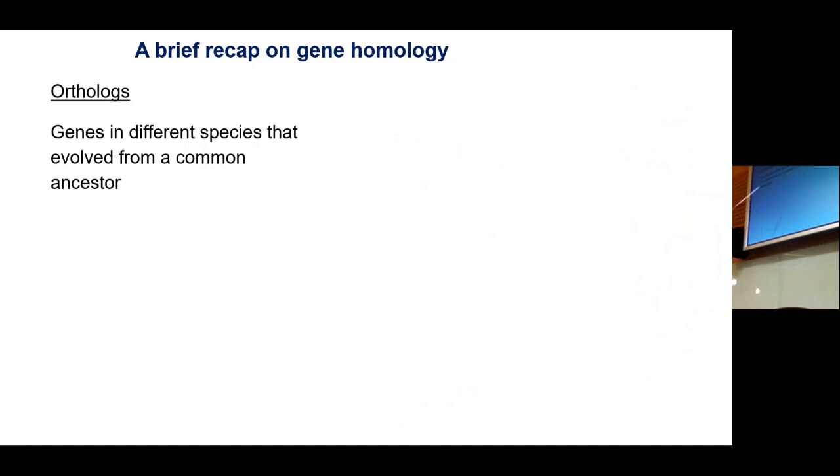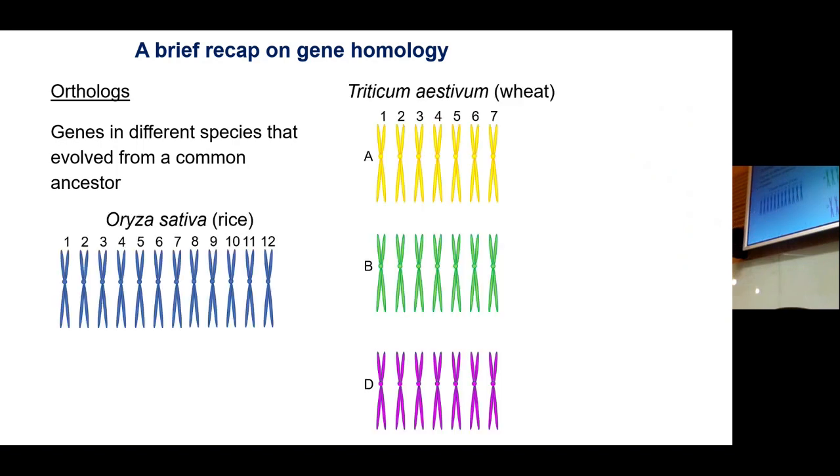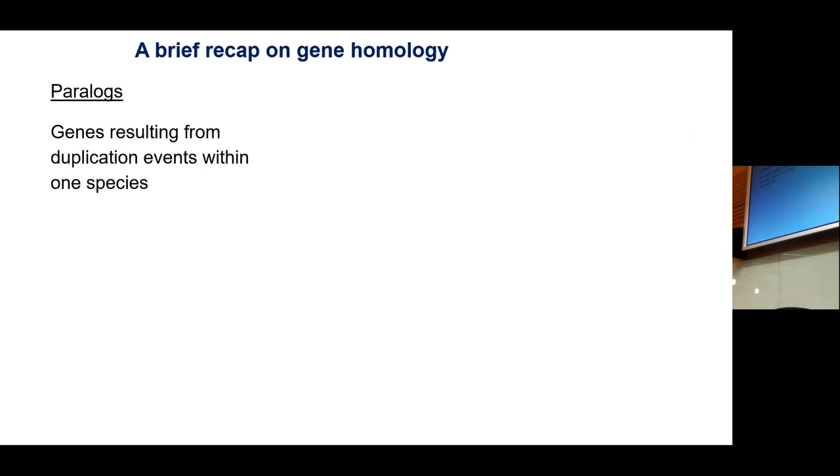These are genes from different species that were from a common ancestor. So, for example, if we compare rice and wheat, they have a common ancestor, 35, 40 million years ago. We have our homologs in the wheat genome, and then if we try to find the corresponding gene in the rice genome, that would be the ortholog. So this gene is the ortholog of those 2 genes, and vice versa.